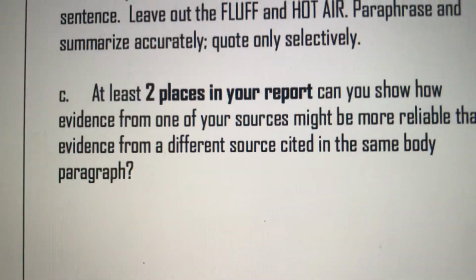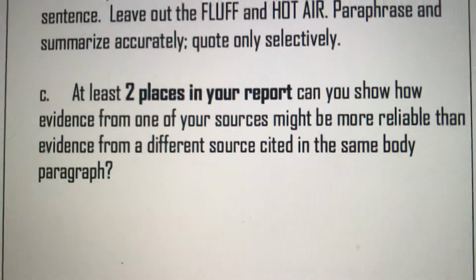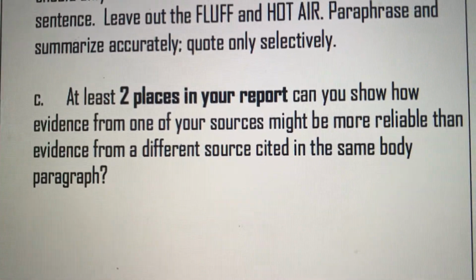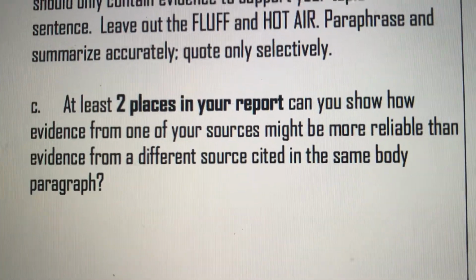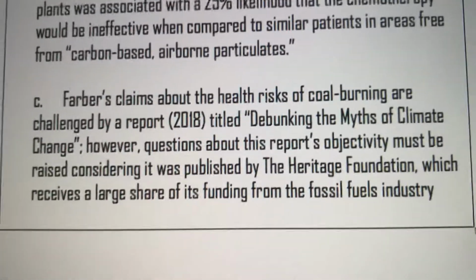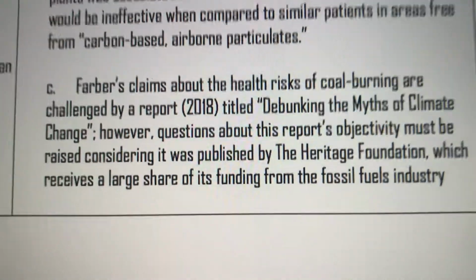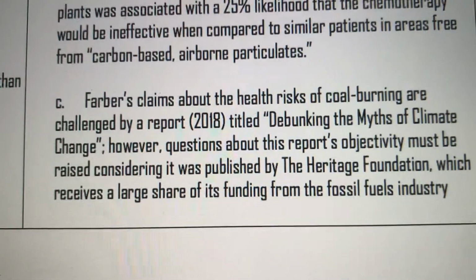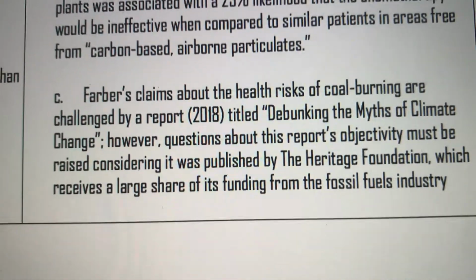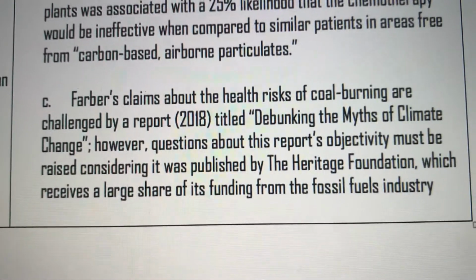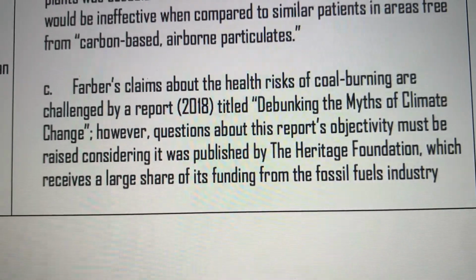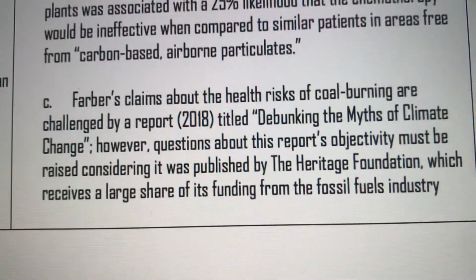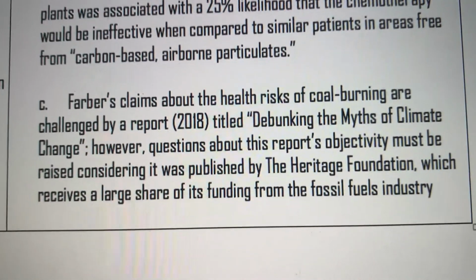in letter C, at least 2 places in your report, can you show how evidence from one of your sources might be more reliable than evidence from a different source cited in the same body paragraph? So here we see an example of this where it says Farber's claims about the health risks of coal burning are challenged by a report titled Debunking the Myths of Climate Change. However, questions about this report's objectivity must be raised, considering it was published by the Heritage Foundation, which receives a large share of its funding from the fossil fuels industry.